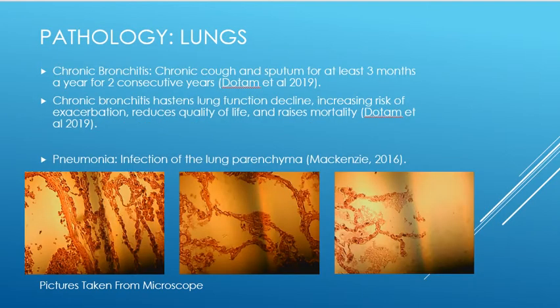So bronchitis is chronic when there's a cough with sputum production for at least 3 months, like a year, for 2 consecutive years. This chronic bronchitis may have hastened lung decline in our patient and reduced her quality of life, and actually may have hastened her death.